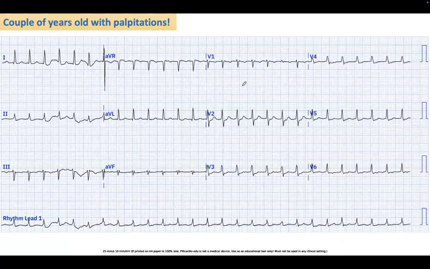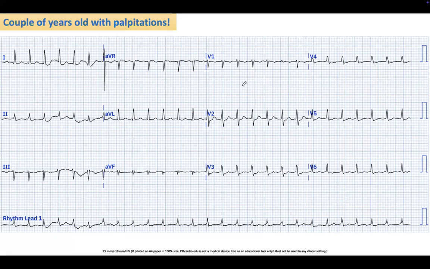Anyway, there's another patient who was also complaining, a couple of years old already, of palpitation that is recent in onset. And then really quick, guys, how would you describe the ECG? P wave not clear here. This looks junctional. Just describe it.